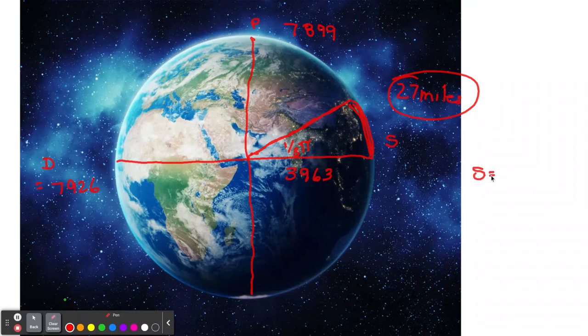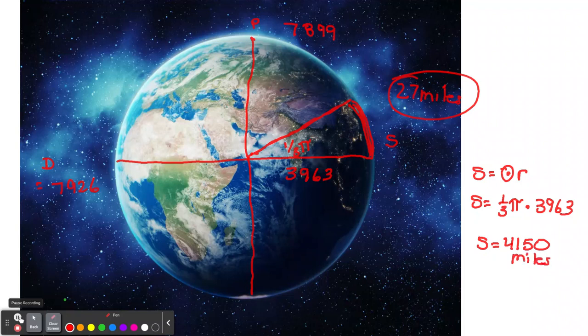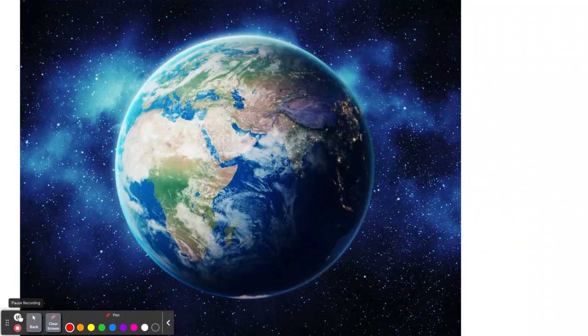So again, S equals theta times R. S is going to be 1/3 pi times 3,963. And so we know that the arc length is going to be about 4,150 miles. Just using the Earth right there. Okay, and the last thing we'll talk about is rotational speed. Why don't we use the Earth? Just keep the Earth there.